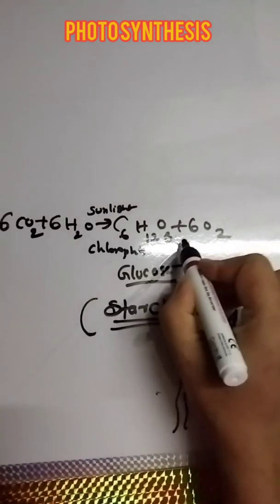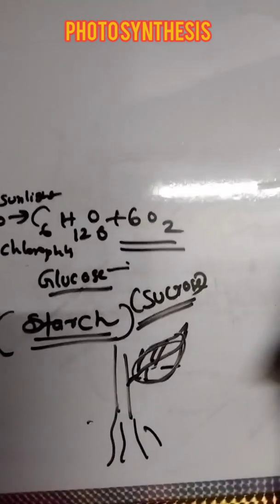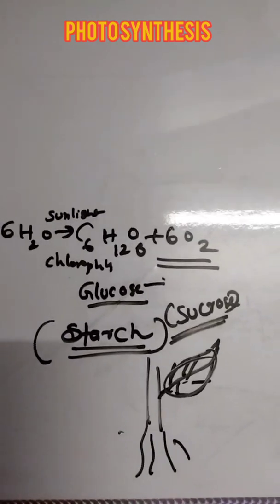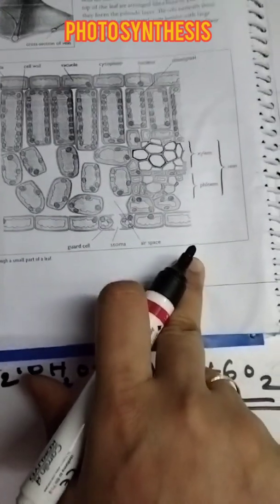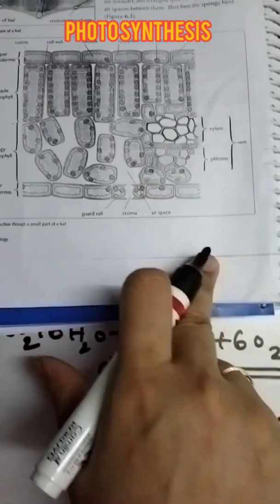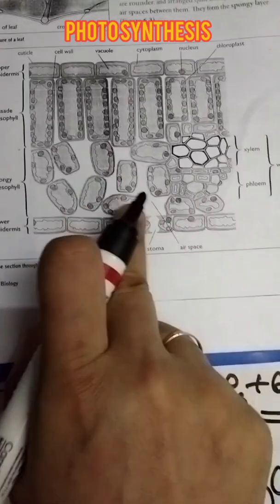Now another end product is oxygen. Oxygen is used by the plant for respiration. A certain amount of oxygen is used by the plant itself for respiration. The rest of the oxygen diffuses out from the stomata. This excess oxygen is used for respiration by human beings and any other animals.